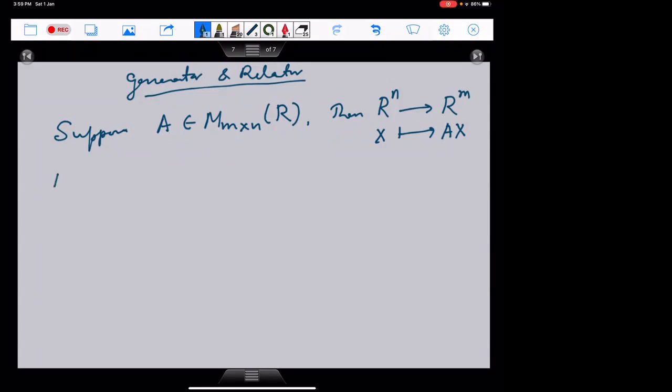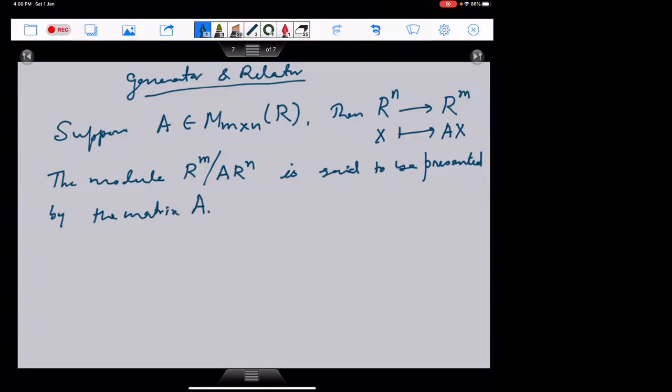So the definition is the module R^m upon A R^n. That is, R^m, the codomain module, quotiented by the image module. Since a module is always abelian, there is no condition when you can take the quotient; I have simply taken the quotient module. So this module is said to be presented by the matrix A.